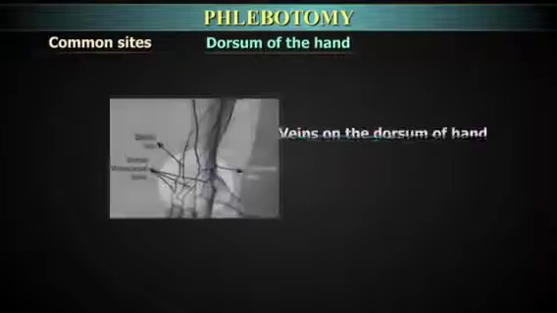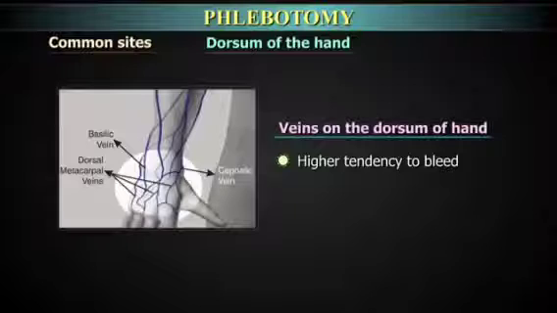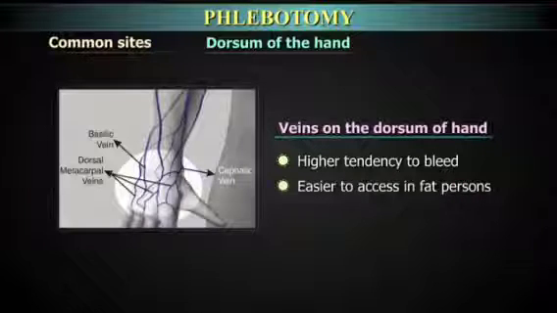Dorsum of the hand. The veins on the dorsum of the hand have a greater tendency to bleed. In fat persons, however, it may be difficult to access an antecubital vein. In them, the veins in the dorsum of the hand are easier to reach.